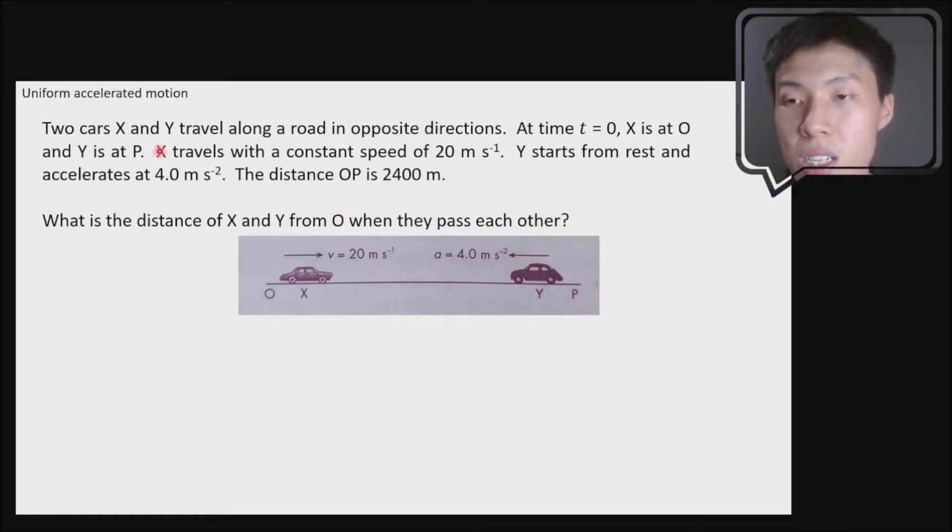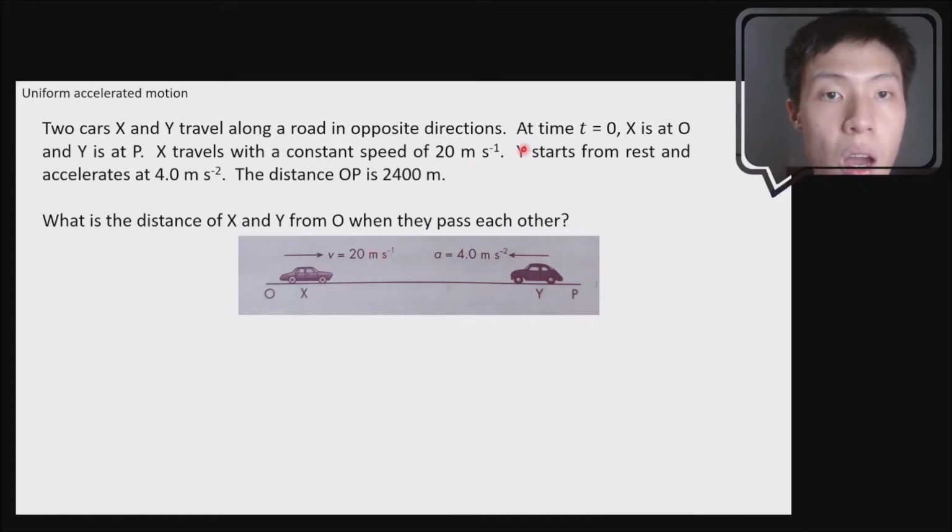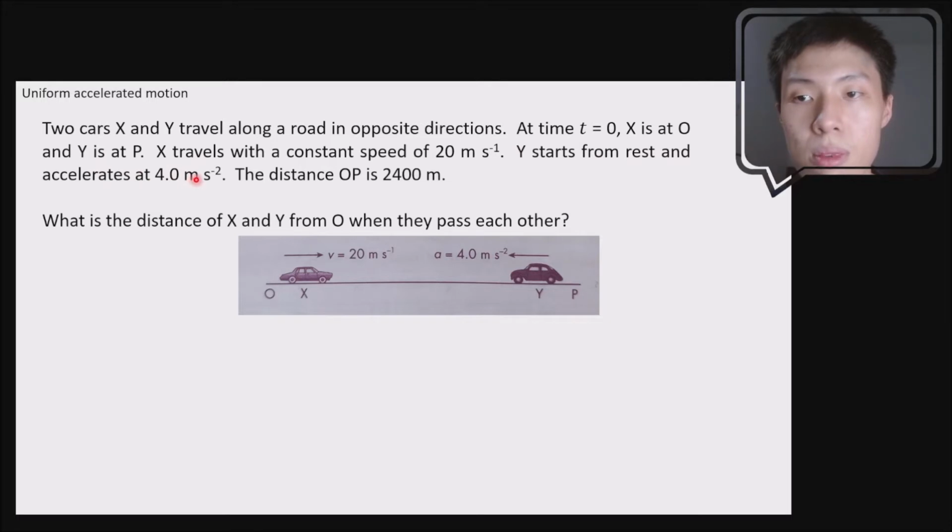Okay, then it mentioned that car X travels with a constant speed of 20 meters per second. That's being labeled over here. The car is moving with a speed of 20 meters per second. Y starts from rest and accelerates at 4.0 meters per second squared. So Y was previously at rest at point P, then accelerates at the rate of 4.0 meters per second squared towards the left.